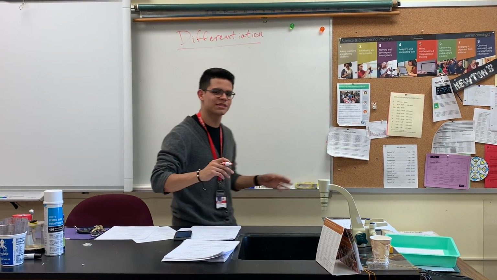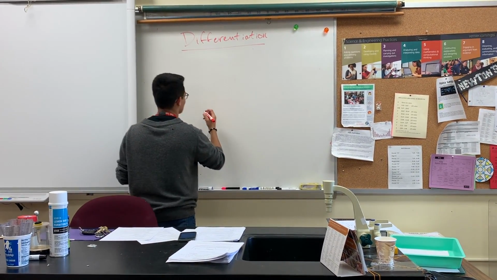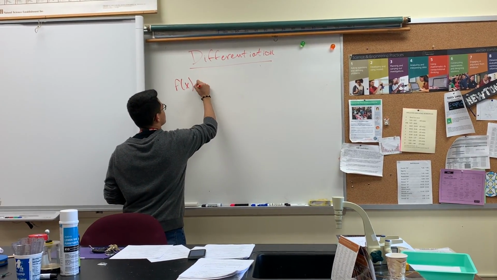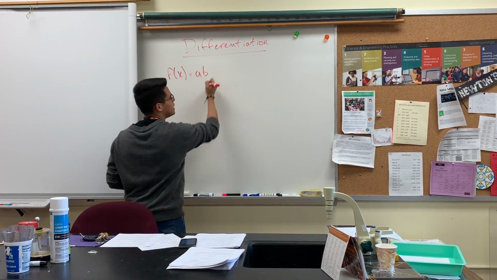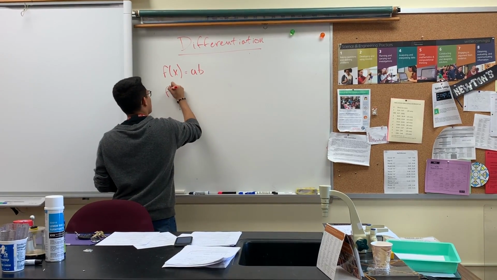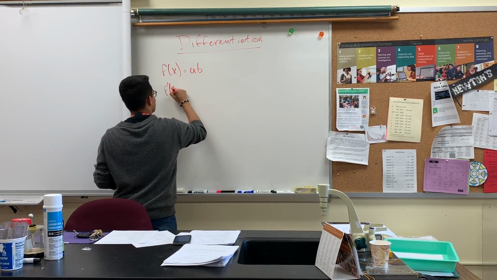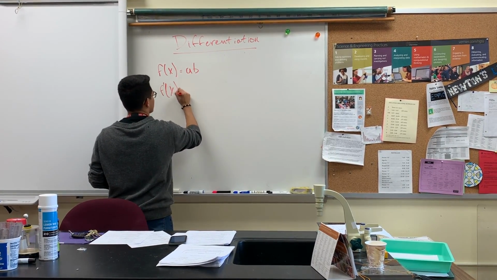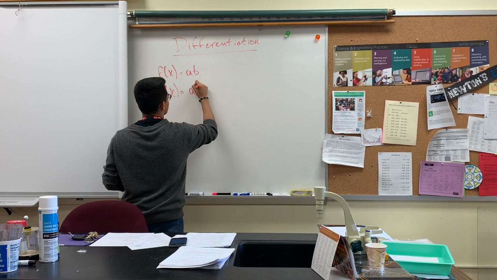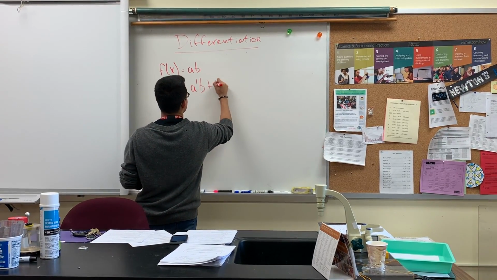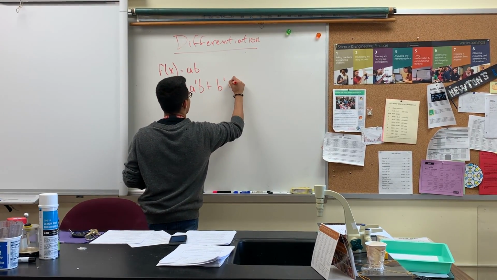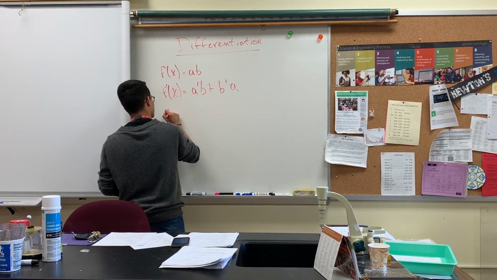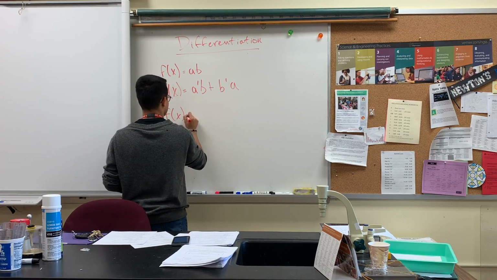First rule that we're going to be covering today is known as the chain rule. So if you have a function f of x equals a times b, then f prime of x, the derivative of f of x, is equal to a prime b plus b prime a. Okay? Now, Joe, I would like you to come up here and solve this.